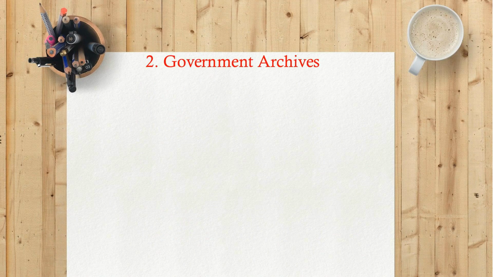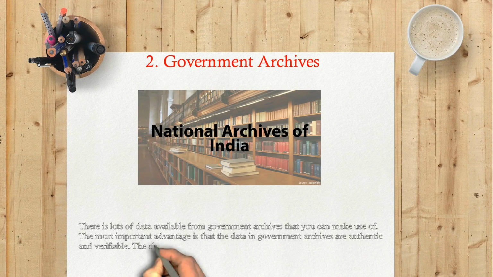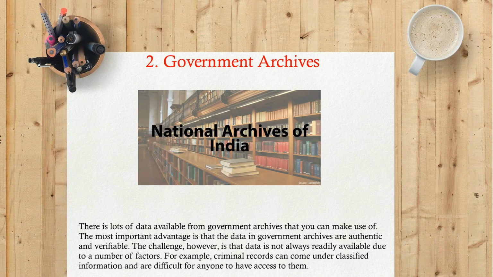2. Government archives. There is lots of data available from government archives that you can make use of. The most important advantage is that the data in government archives are authentic and verifiable. The challenge, however, is that data is not always readily available, due to a number of factors. For example, criminal records can come under classified information, and are difficult for anyone to have access to them.